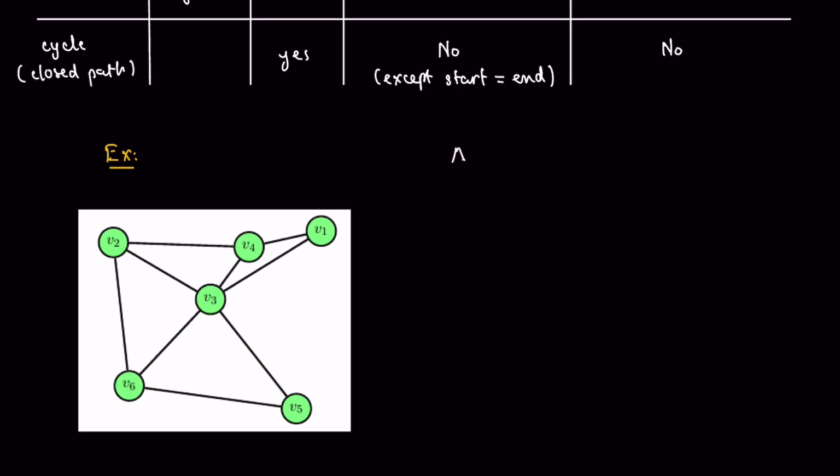So for a walk, I can start anywhere that I like. So let's start at V2. I'm going to go from V2 to V4 to V3, then go back to V4, and then go to V1.